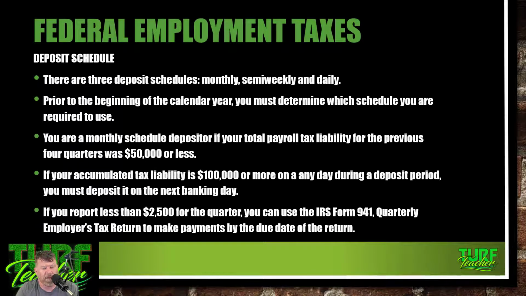If you report less than $2,500 for the quarter, you can use the IRS Form 941, Quarterly Employer's Tax Return, to make payments by the due date of the return.